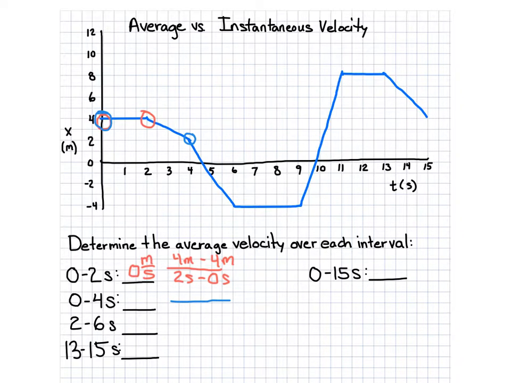All right, so here we go. I've got 2 meters minus 4 meters over 4 seconds minus 0 seconds. Let's see. That's negative 2 meters over 4 seconds. So what's the average velocity? Negative 0.5 meters per second.